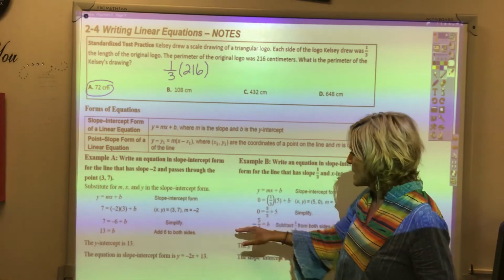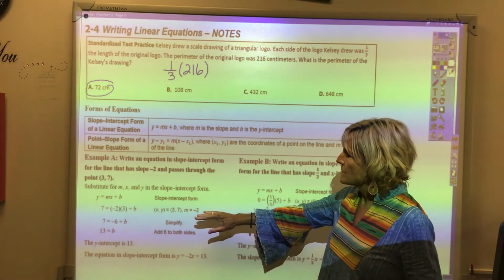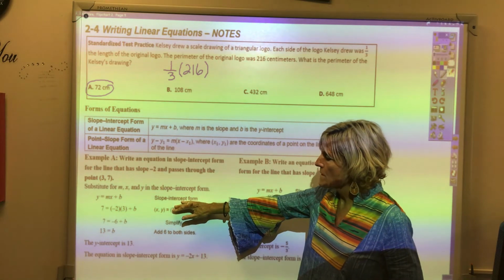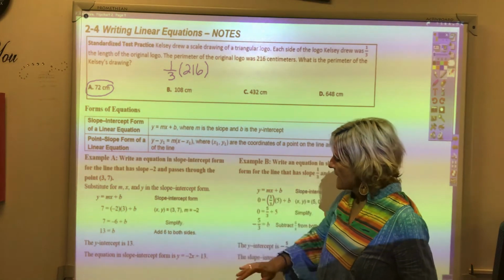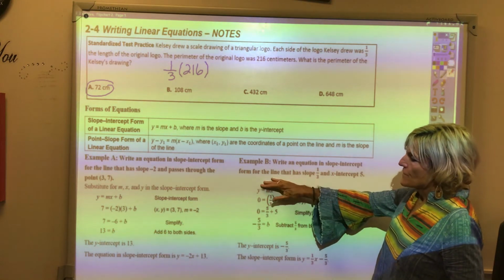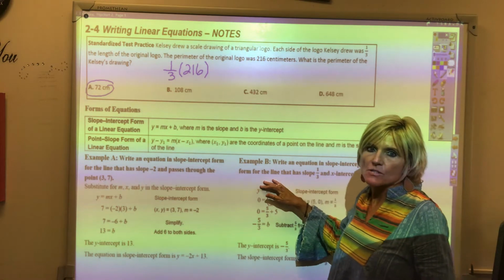These first two examples show you both types of linear equations. The first one is the slope-intercept form. The second is the point-slope form. For the second one, we will be looking at it on page 2 of the notes.